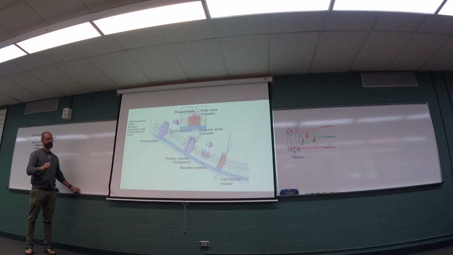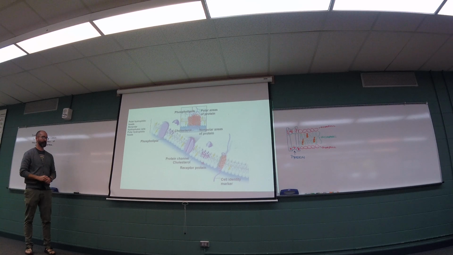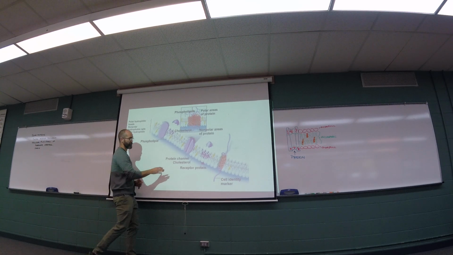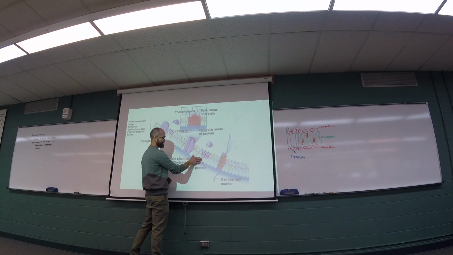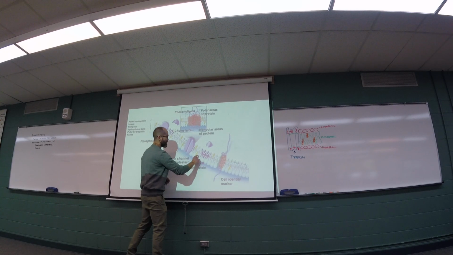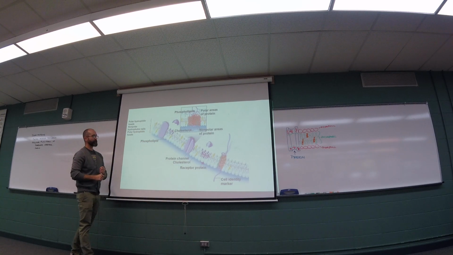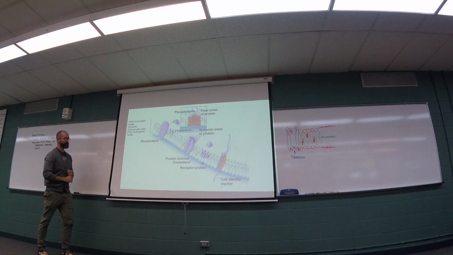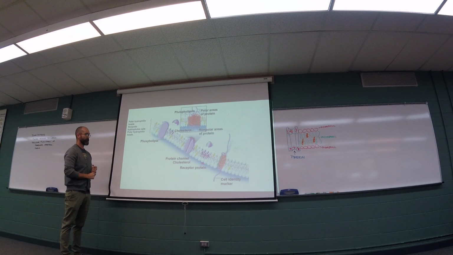Okay, so this is a diagram of our plasma membrane, and you'll notice that it's largely phospholipids, that's what all these little white things are, and incorporated into the phospholipids are these cholesterol molecules. And then those big purple things are either transmembrane or surface membrane proteins.